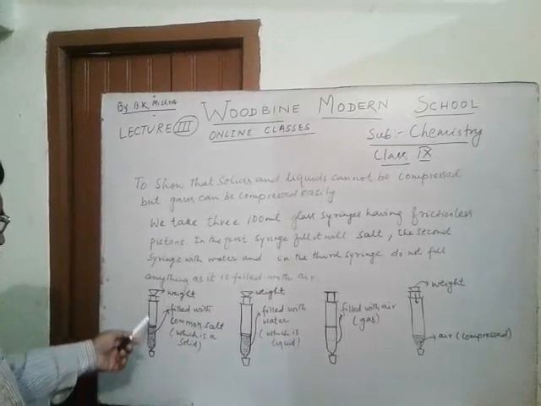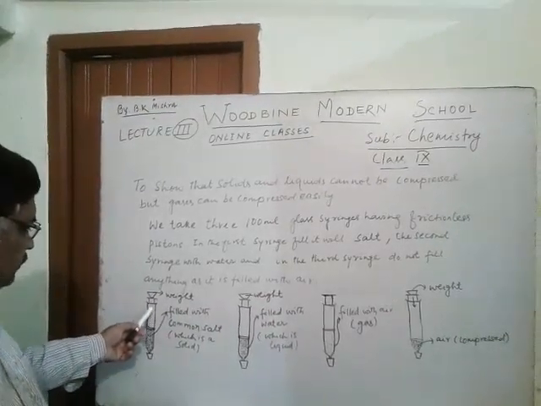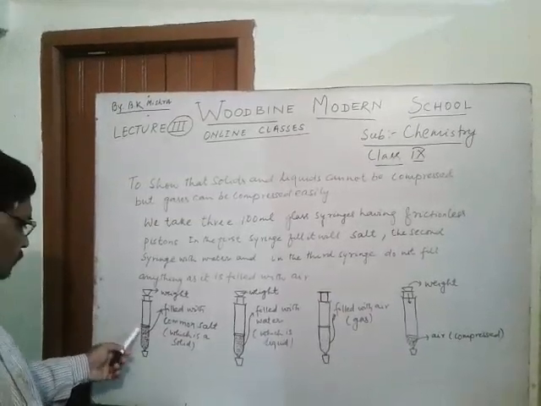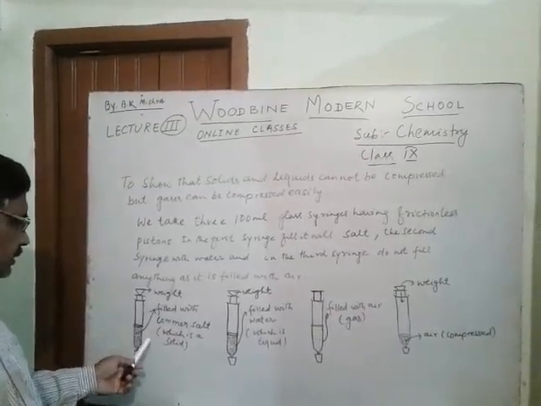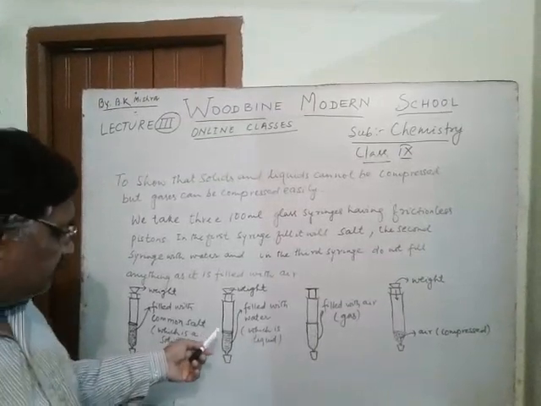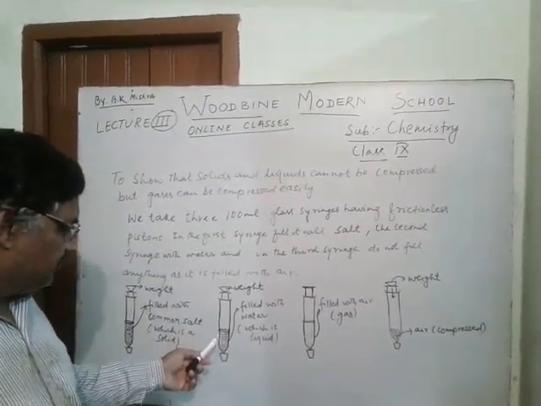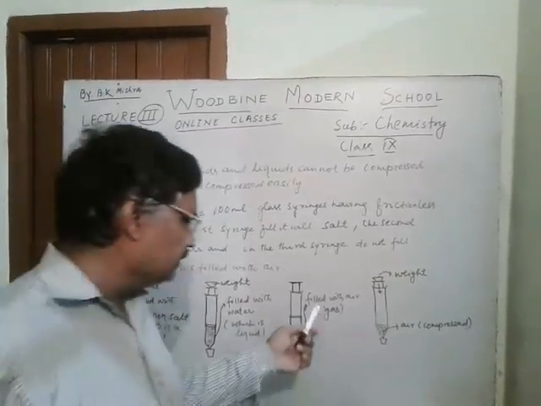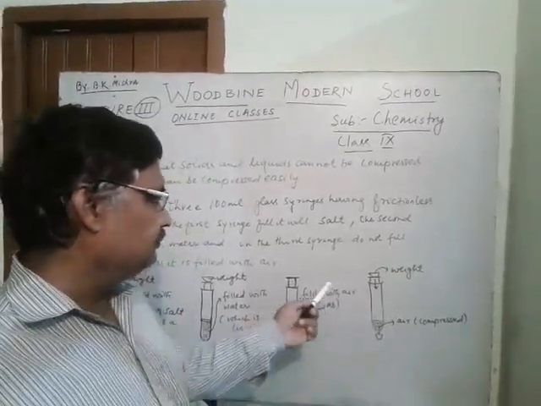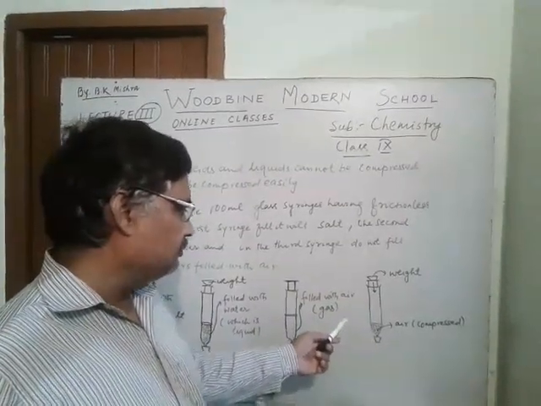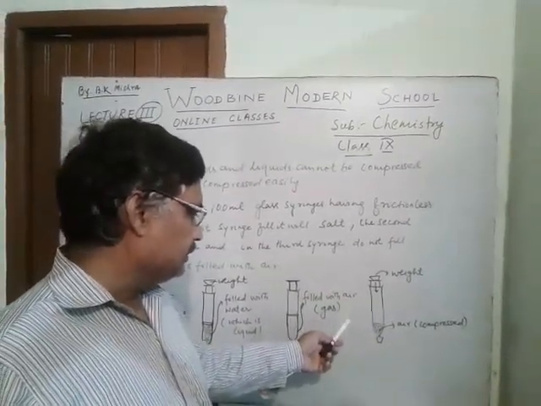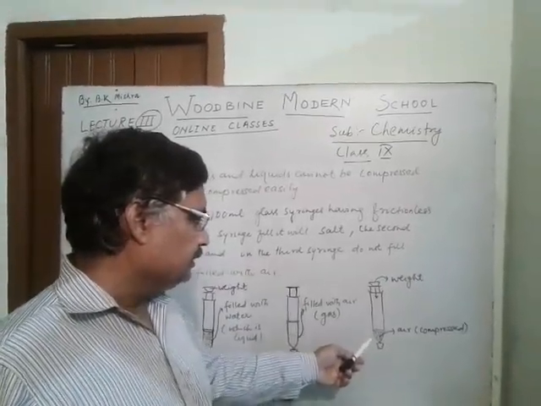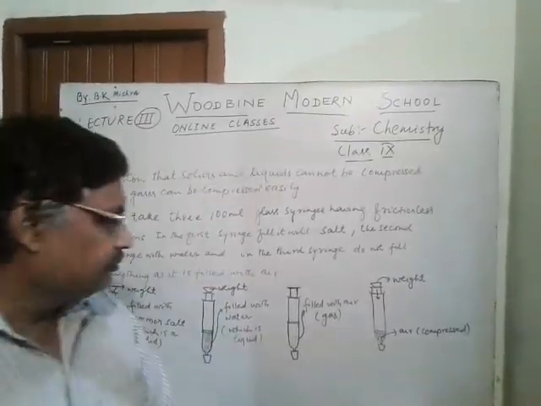syringes. In the first syringe, we are not observing any movement in the piston. In the second also, we are not able to observe any movement in the piston, but in the third syringe, when we have applied a 50-gram weight, we observe that the piston is moving downwards. Therefore, we see that the air can be compressed very easily.